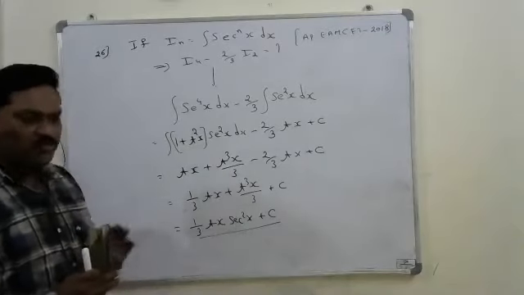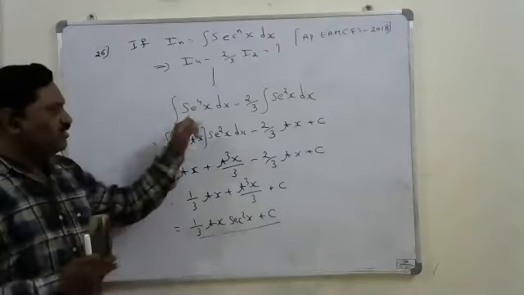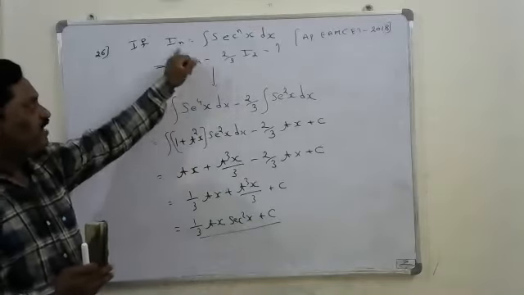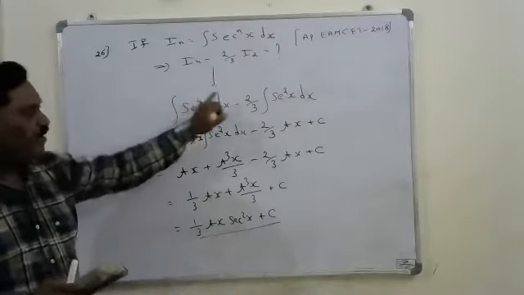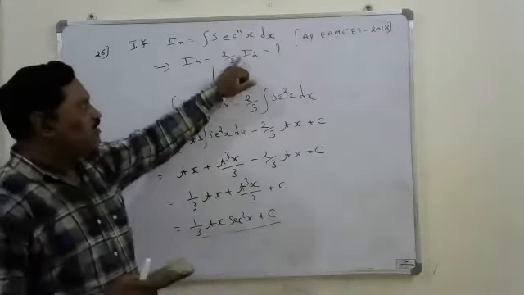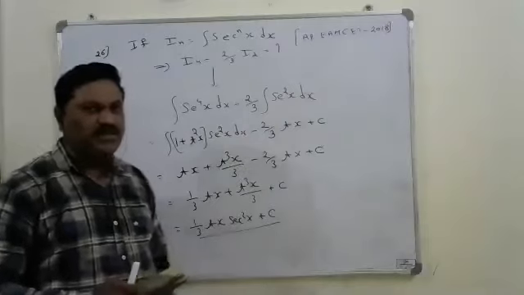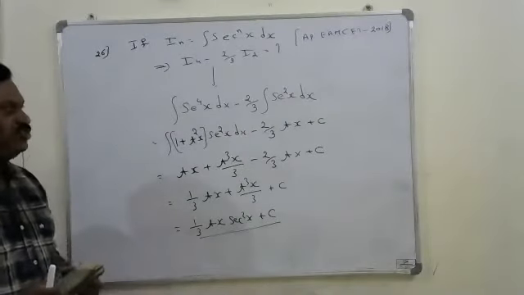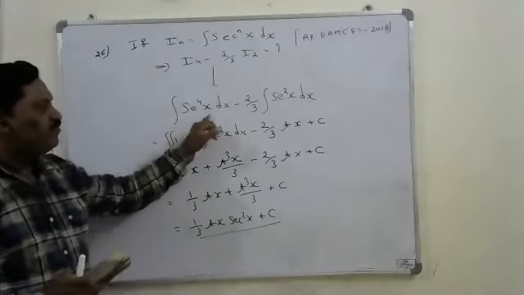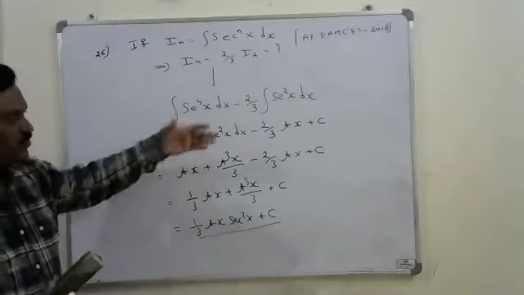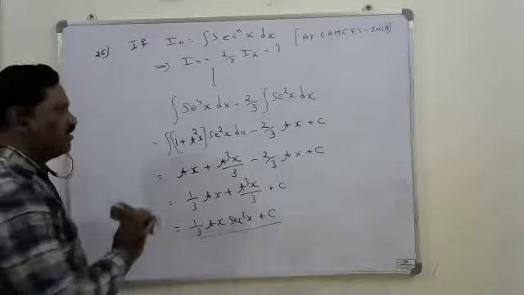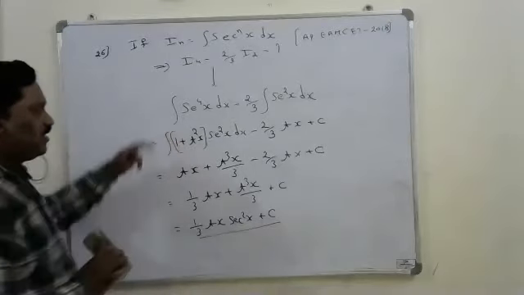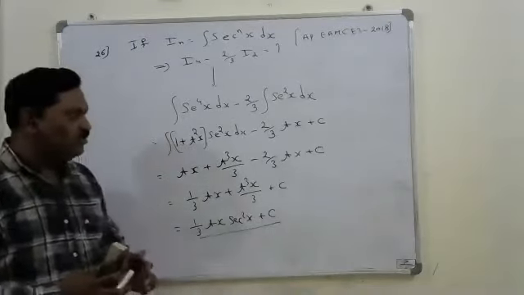Okay. Understood the model? Once again, listen. I4 means keep n equal to 4, secant power 4x dx, that is I4, minus 2 by 3 into I2, which means secant square x dx. Now to evaluate this integration, secant power 4x is otherwise difficult, so this is one procedure, but okay, let it be, because by taking the common you can't do the simplification.